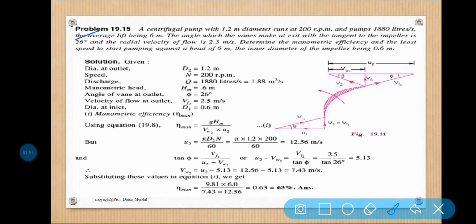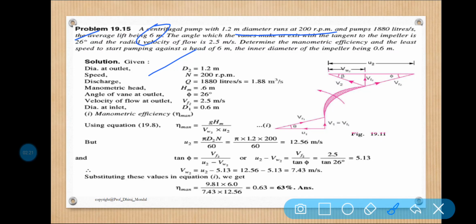19.15: a centrifugal pump with 1.2 meter diameter d2 runs at 200 rpm and pumps 188 liter per second, the discharge is given, and the average lift being 6 meter. Average lift means the manometric head is given as 6 meter.